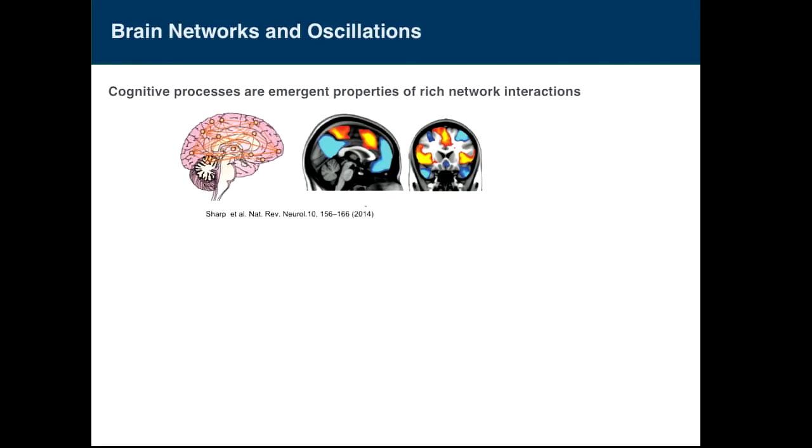So one of the key things that we want to modulate, both in health and disease, has to do with cognitive functions. And we've been looking at how different methods of brain stimulation can be used to do that. We know that cognitive processes are emergent properties of rich network interactions. So there must be a way for regions that are far remote apart in the brain to communicate with each other in an efficient manner. And oscillations have been proposed to be one of such processes.